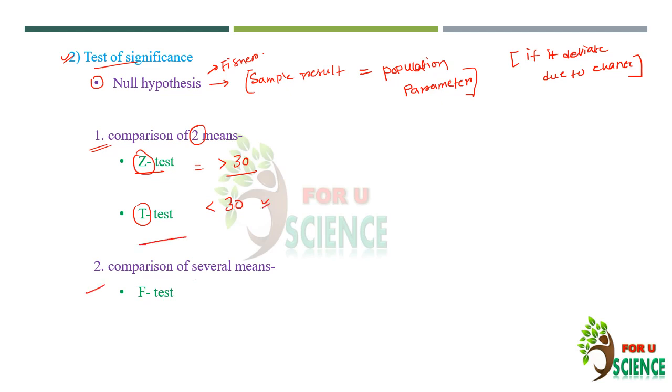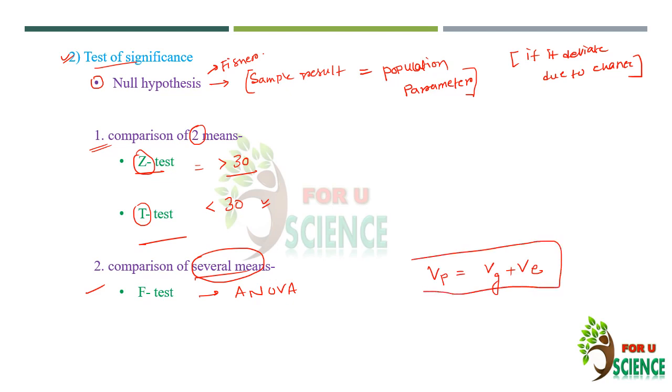For comparison of several means, we can use the F test. The F test is used when there are several means, and we use it in case of ANOVA, that is analysis of variance, where we divide total phenotypic variance into genotypic variance and environmental variance. We divide the data and we go for analysis of variance.